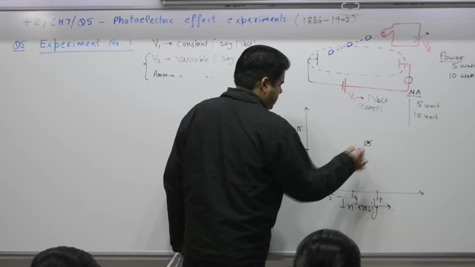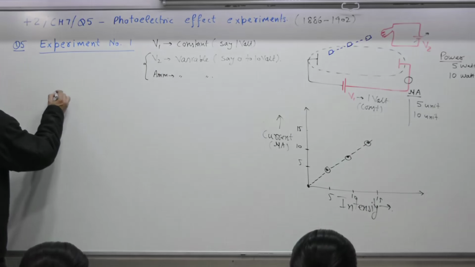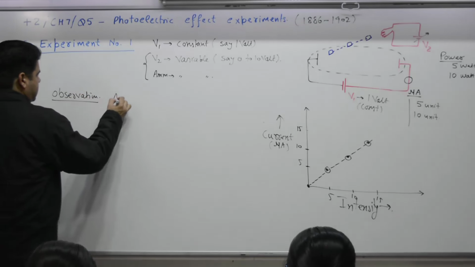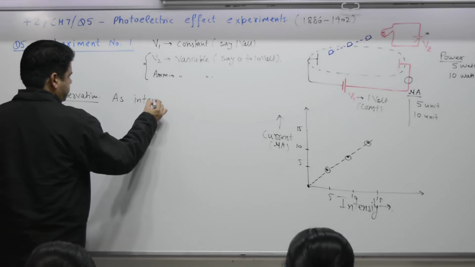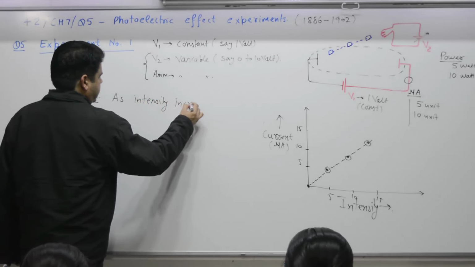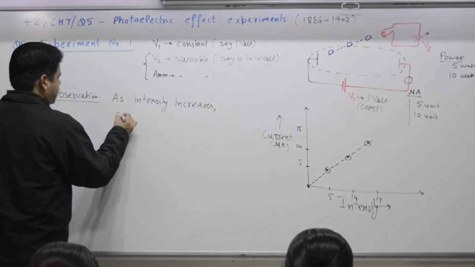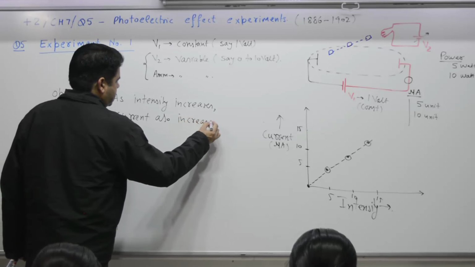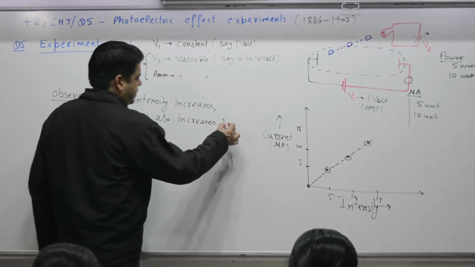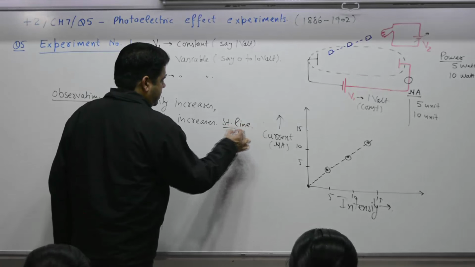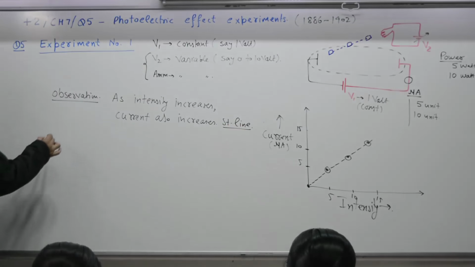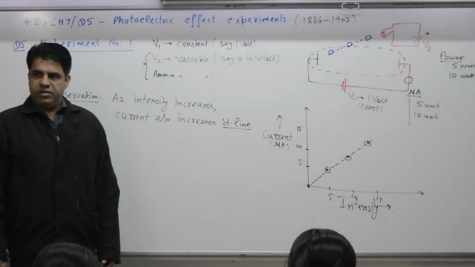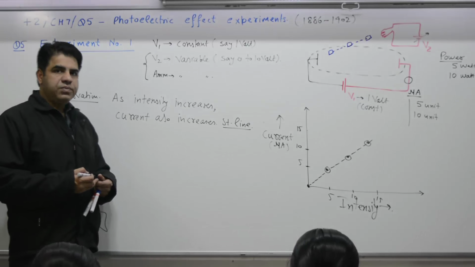So what was the observation? Observation: as intensity increases, current also increases. And what is the relationship? Straight line. The graph is a straight line. What was the explanation? Explanation was after 1905 by Einstein's equation, to be covered in question number 6.